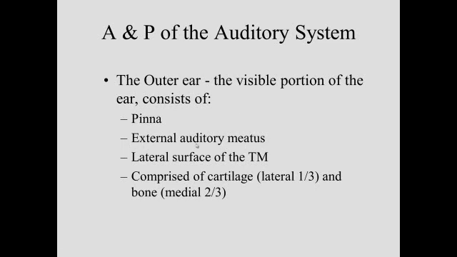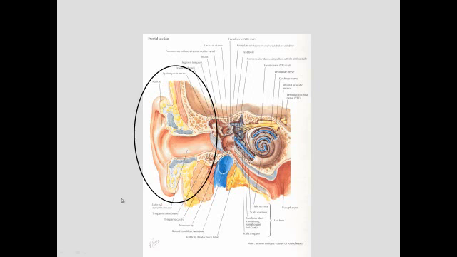External auditory meatus, that's just your ear canal. The lateral surface of the eardrum, that's the outer skin layer of the eardrum. And as indicated earlier, the ear canal consists of a cartilaginous portion and a bony portion. Here it is again. This area here, the lateral 1/3 of the canal, is the cartilaginous portion. And on Netter's diagrams, this is what cartilage looks like. The bony portion occupies the medial 2/3 of the canal.